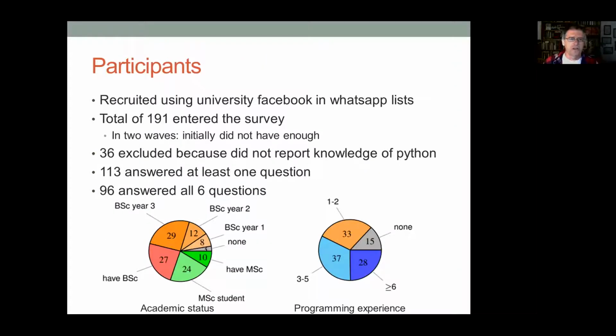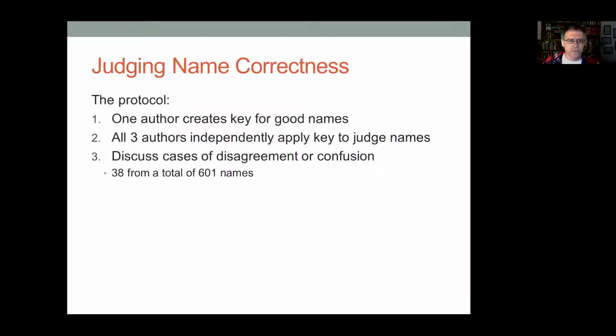The participants were recruited both from the university and through work connections. 36 were excluded because they did not report knowledge of Python, which is the language we used. Of the rest, less than half were undergraduate students, and more than half, nearly 60%, had at least 3 years of programming experience. As I mentioned previously, the major difficulty in the experiment is judging whether names are correct.